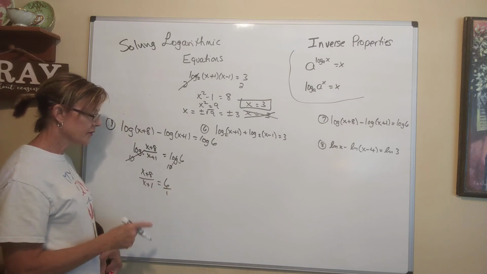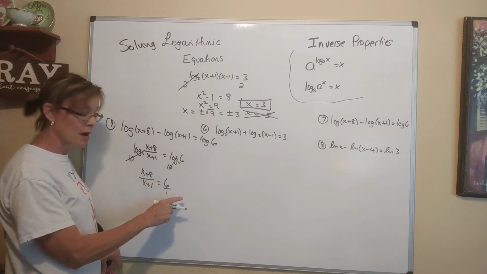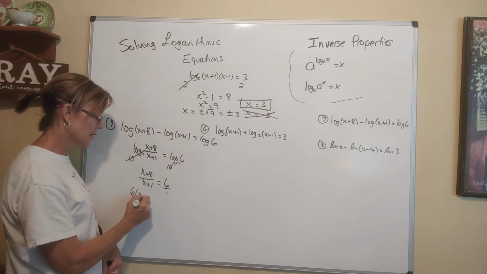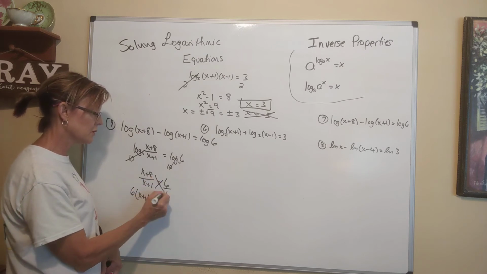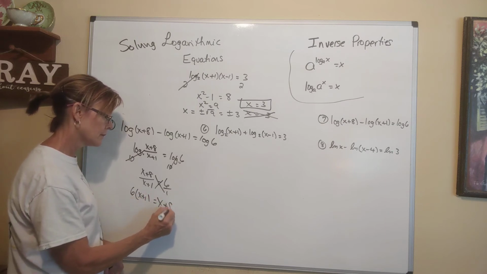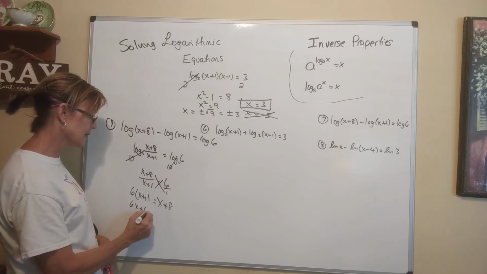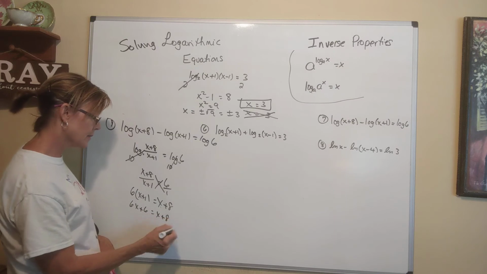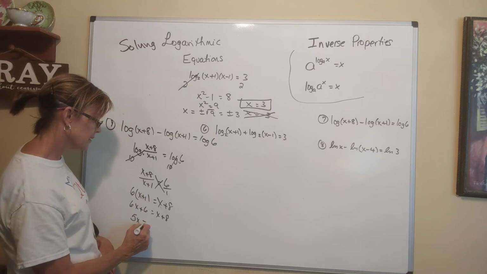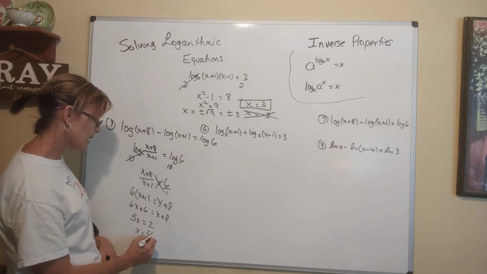Now, I can solve this by cross multiplying or by multiplying both sides by the denominator. Either way, you get the same thing. 6 times x plus 1 is equal to x plus 8 times 1, which is just x plus 8. This is a linear equation. 6x plus 6 is x plus 8. I'm going to subtract x from both sides, and I'll get 5x. I'm going to subtract 6 from both sides, and I'll get 2. I'll divide by 5, and I'll get x is 2/5.